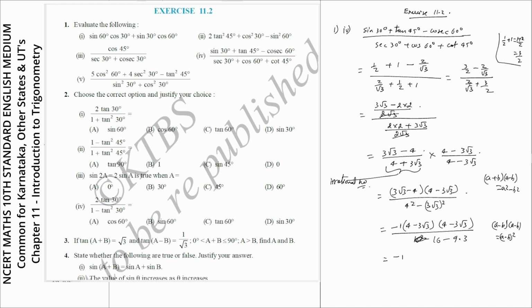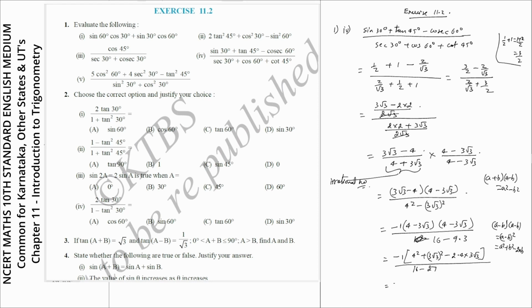So (a minus b) the whole square is a square plus b square minus 2ab. So I'll expand it. So that is 4 square plus (3 root 3) the whole square minus 2 into 4 into 3 root 3. Okay. Now divided by 16 minus 27, since 9 3s are 27.